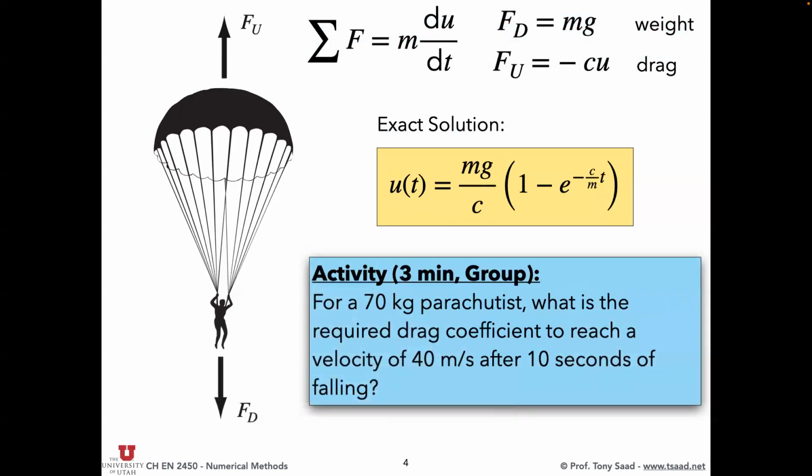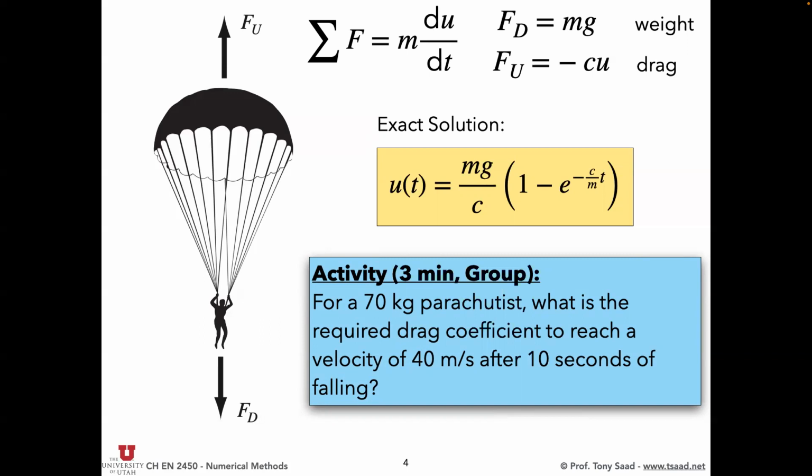Okay. So now I'm going to ask you this question. Suppose you have a parachutist whose mass is 70 kilograms. And suppose you know the velocity. So you know u of t, and you know the gravity, you know m. Suppose you know the drag coefficient. And my question is, for a 70 kilogram parachutist, what is the required drag coefficient to reach a velocity of 40 meters per second after 10 seconds of descent? So you're given u of t, you're given t.